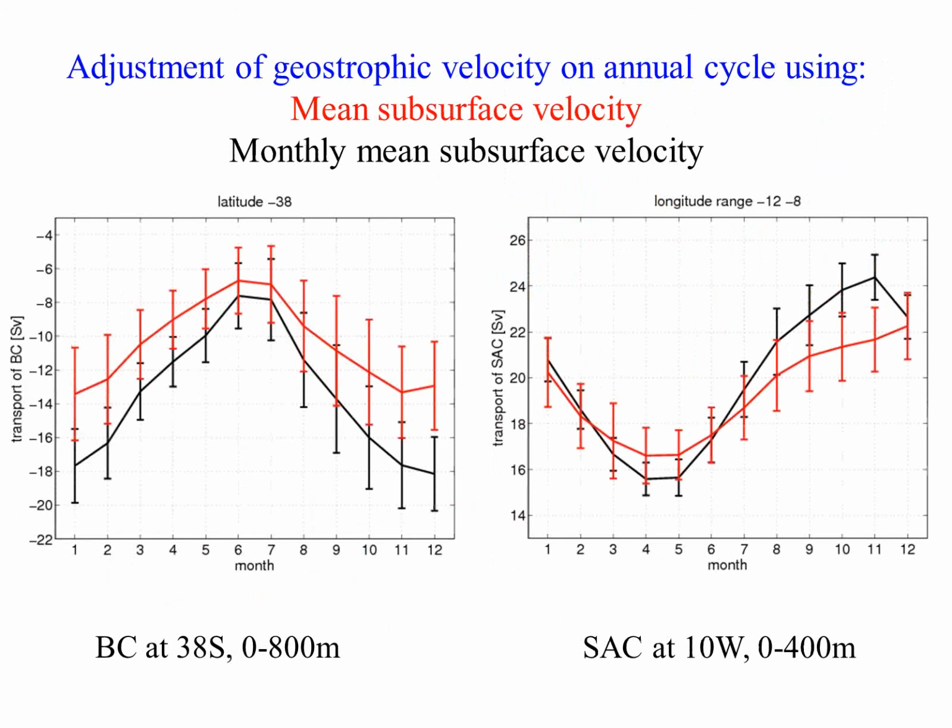Now this is dependent on where you are. So here's a different example, South Atlantic current. Both show a similar shape in the annual cycle, but the black one that uses the annual cycle of the subsurface velocity is a little bit stronger. And that's relatively typical of what I see at other locations.